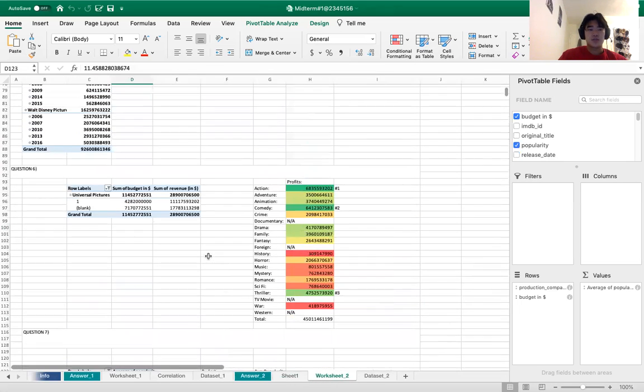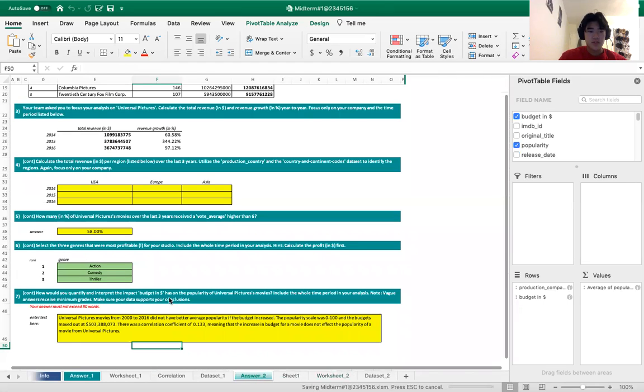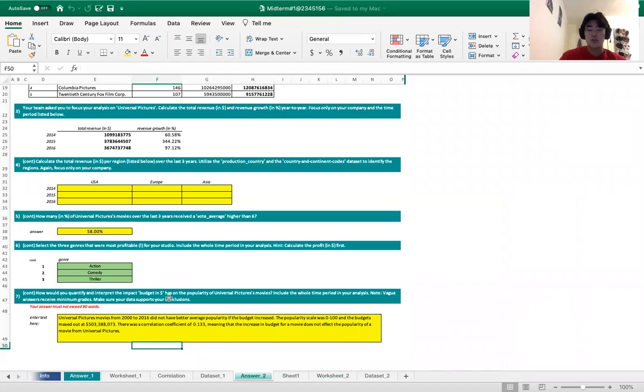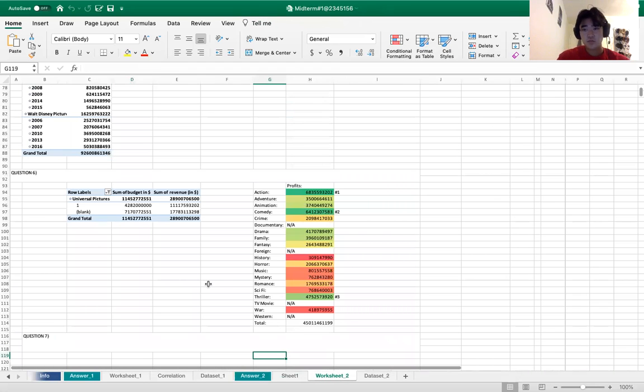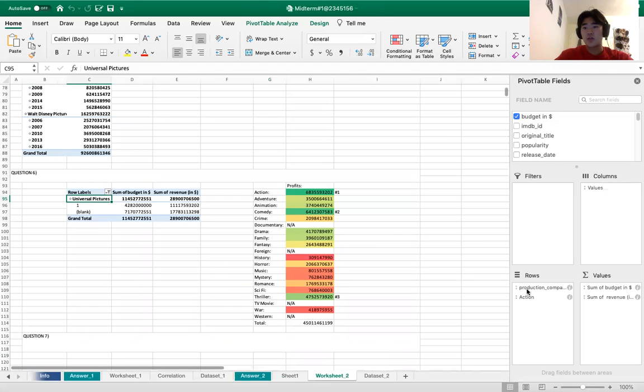And so for question 6, it's asking me to select the 3 genres that were most profitable for your studio, in this case, Universal Pictures. Include the whole time period in your analysis. So here, I have my pivot table, but my pivot table was really hard to work with because at first this was 1 and 0, 0 meaning that it wasn't, let's say, an action movie, and 1 meaning that it is an action movie, and that goes the same for every single genre.